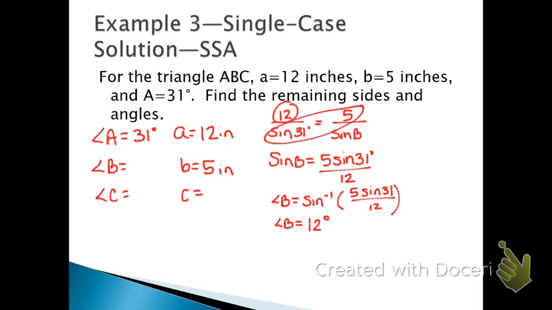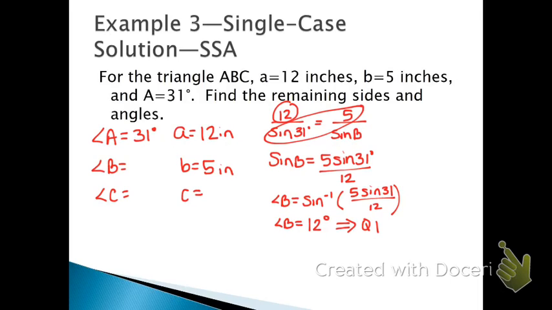All right, but we got to think about something. When we did sine before, remember we had to check what quadrants it was positive or negative in? Well, if you typed in that 5 sine of 31 degrees over 12, you'll see it's positive. Sine is positive in what quadrants? Quadrants 1 and 2, right? So this 12 degrees is a quadrant 1 angle, isn't it? So what if I wanted to find the quadrant 2 angle? Because we can have a quadrant 2 angle in a triangle, correct? Because we can have an angle bigger than 90. We can have an obtuse angle.